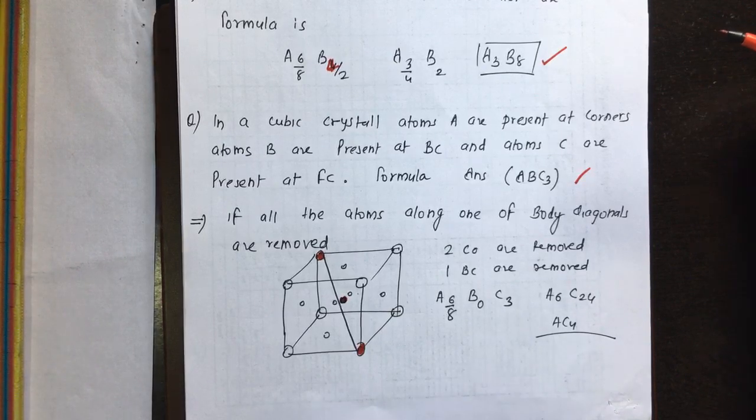But deviations are taking place from this particular question. If all the atoms along one of the body diagonals are removed, what will be the formula of the crystalline solid? Just check it out, please.